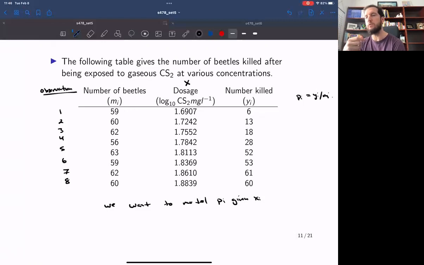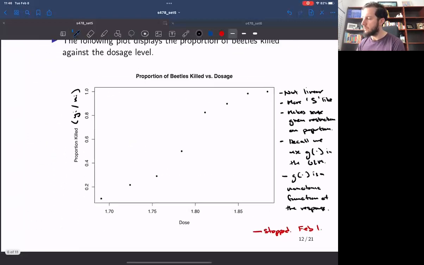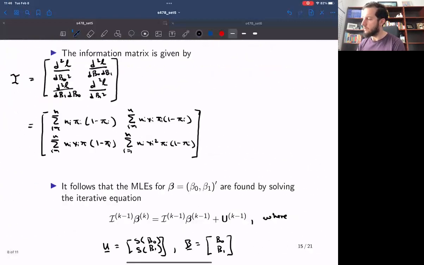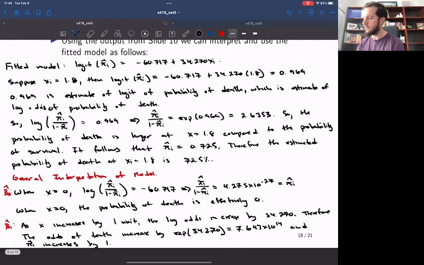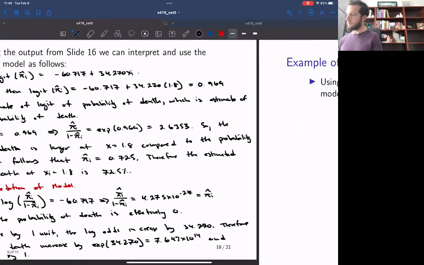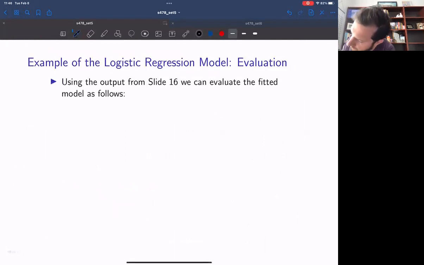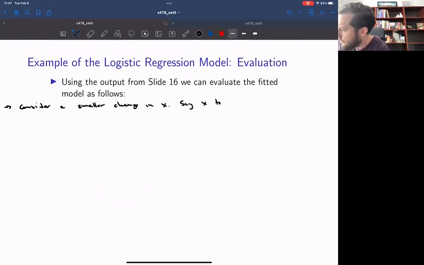So what we could do is try and simplify our expression by looking at it on a more reasonable scale. So for example, one of the things that we can do here is, so I'll just kind of carry this over. Okay, so consider a smaller change in x, say x to x plus 0.01.